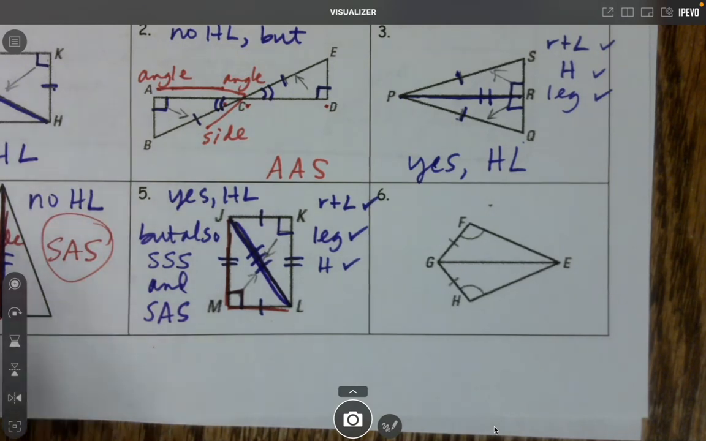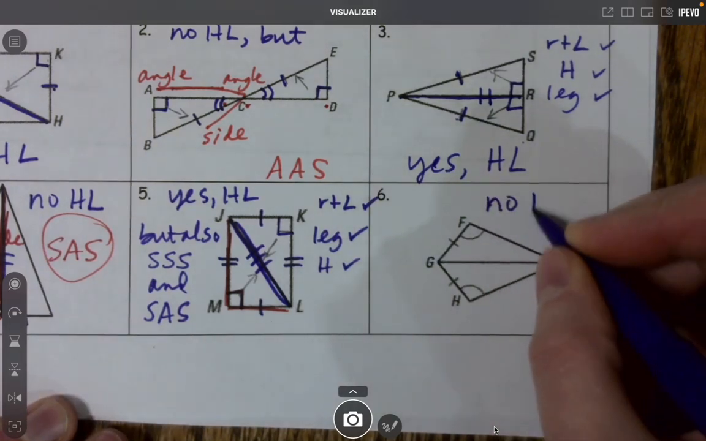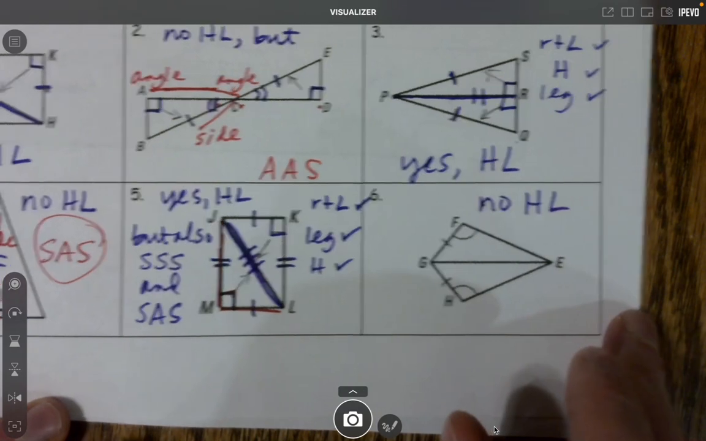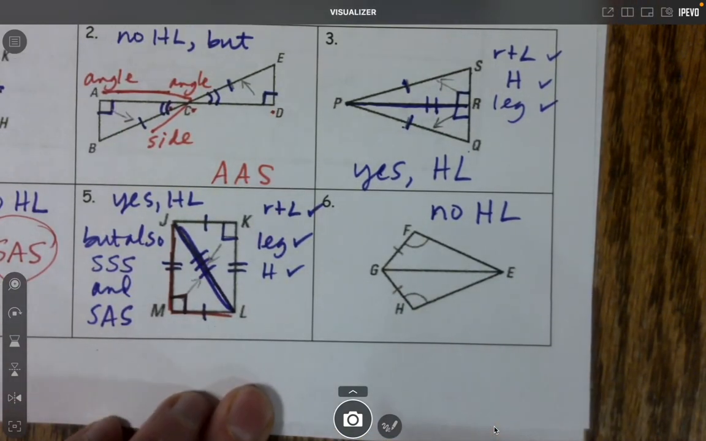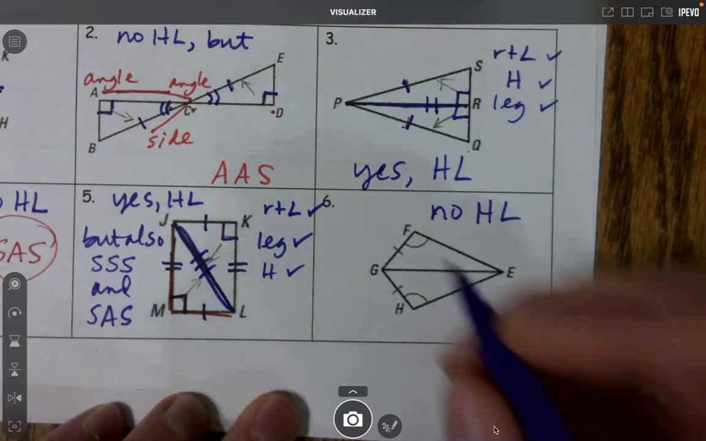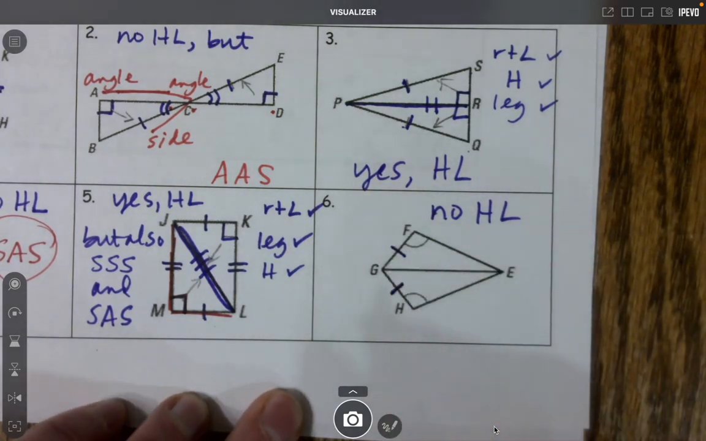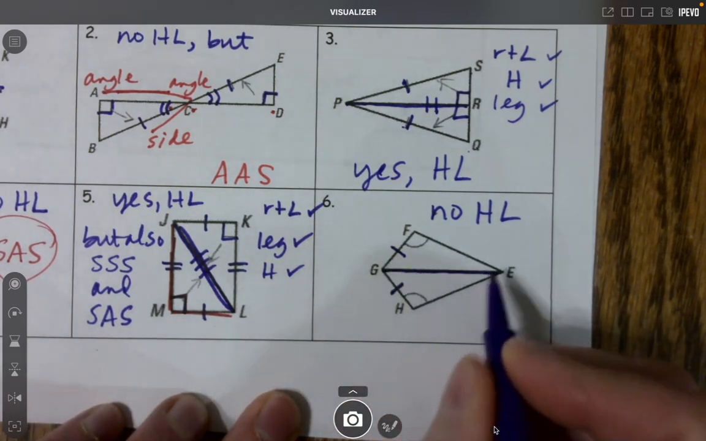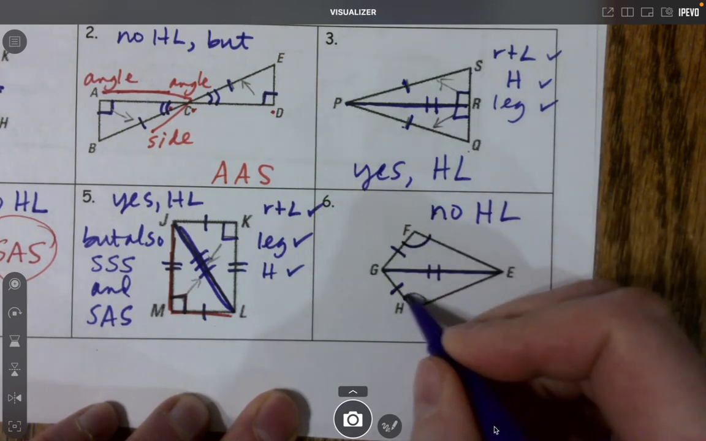All right, last one. So on this one, I do not have a right angle. So without a right angle, I can't have hypotenuse leg. So it doesn't matter what sides are equal. With no right angle, it's no hypotenuse leg. I don't have a hypotenuse if it's not a right triangle. So what I do have here is a congruent side, and, oh, this side right here is congruent to itself. And then I also have a congruent angle.